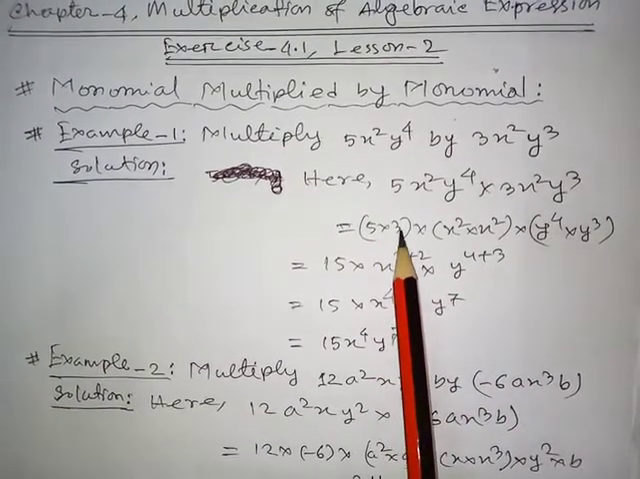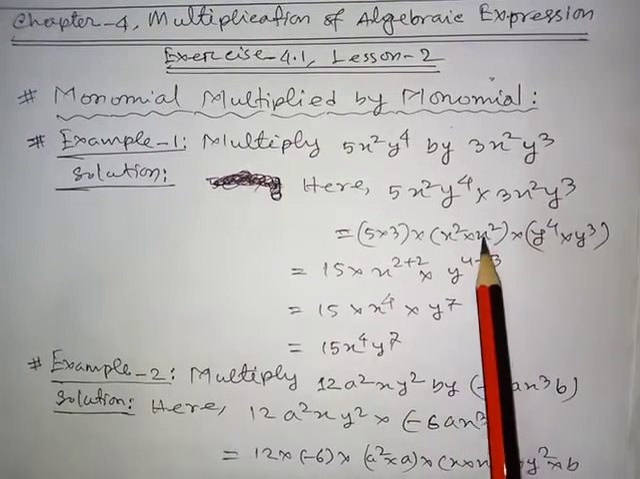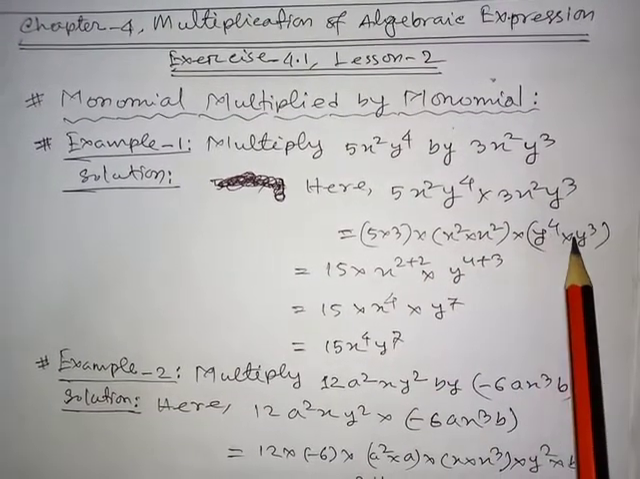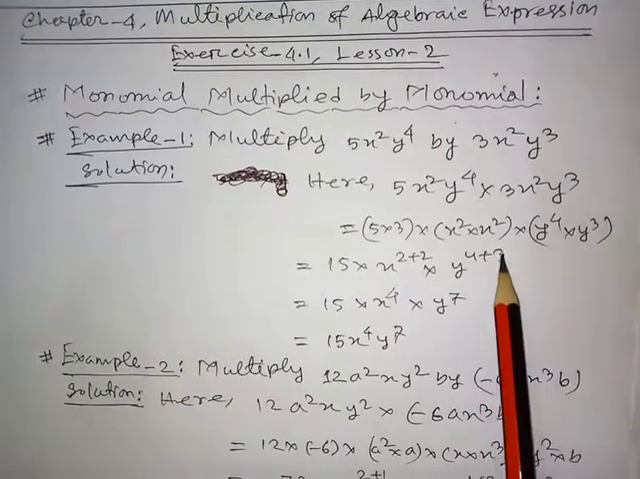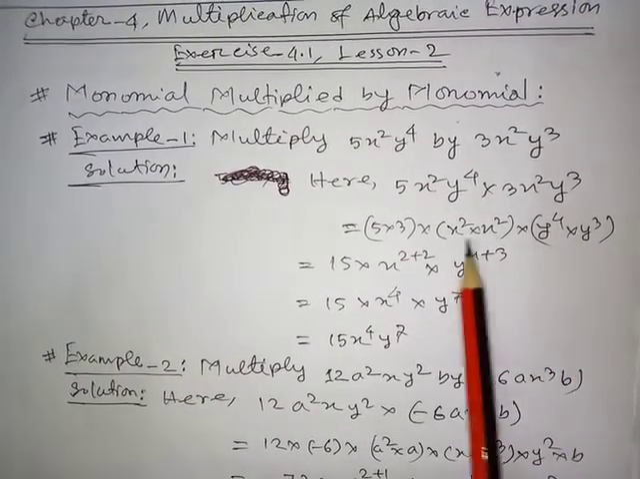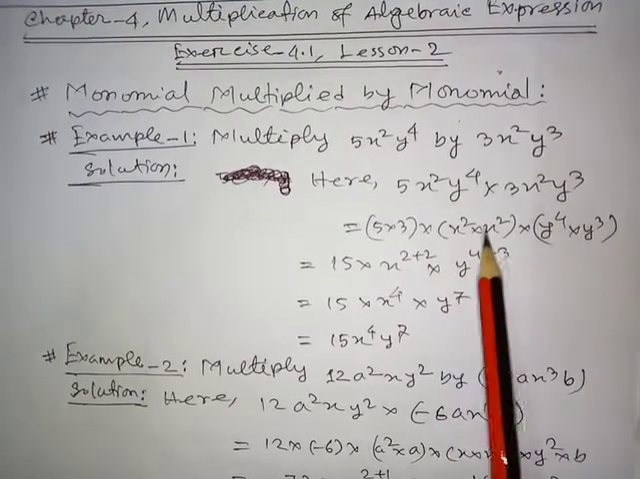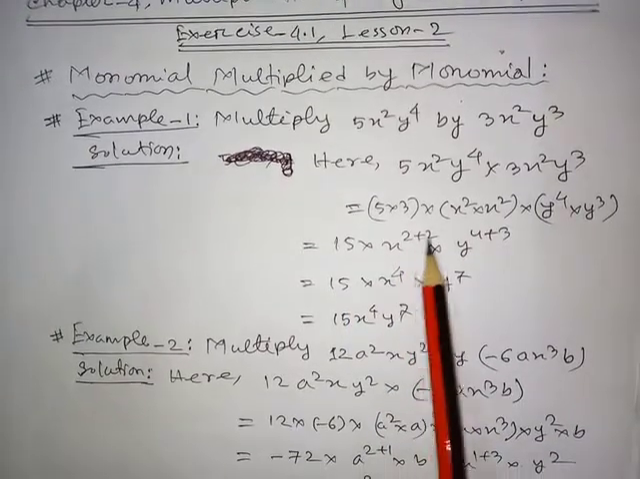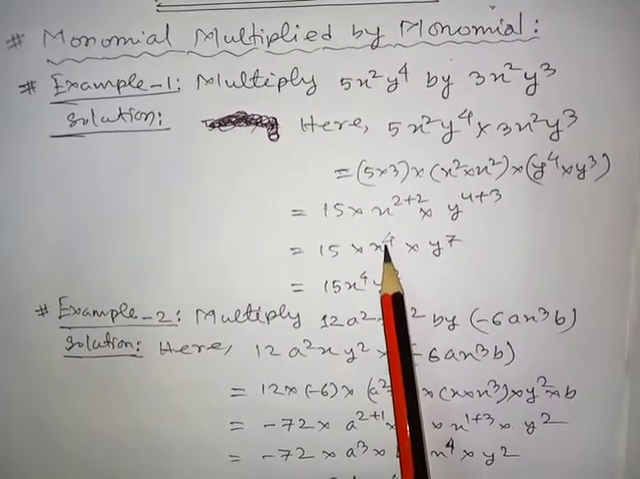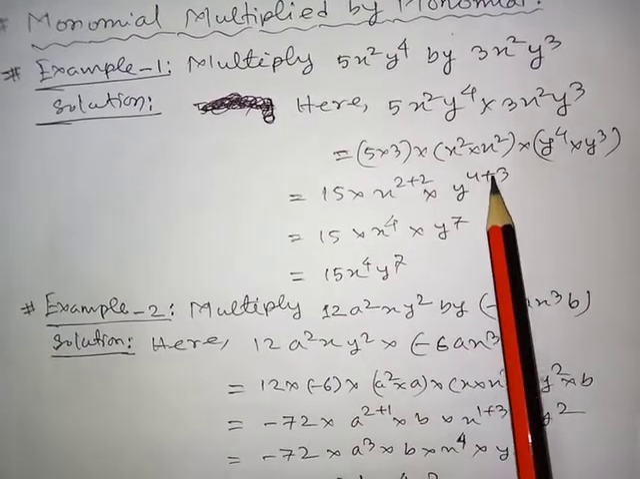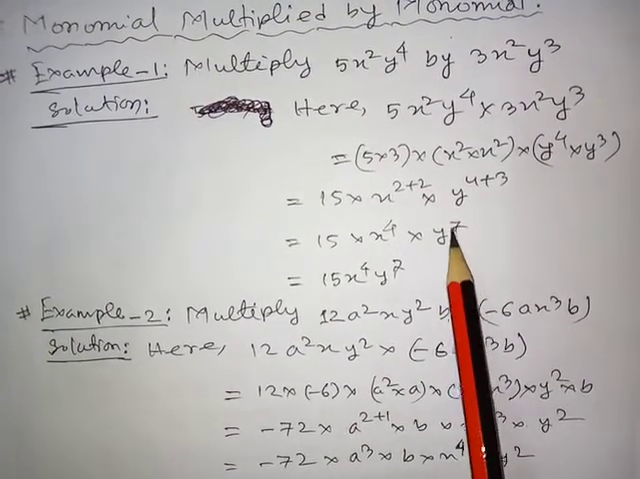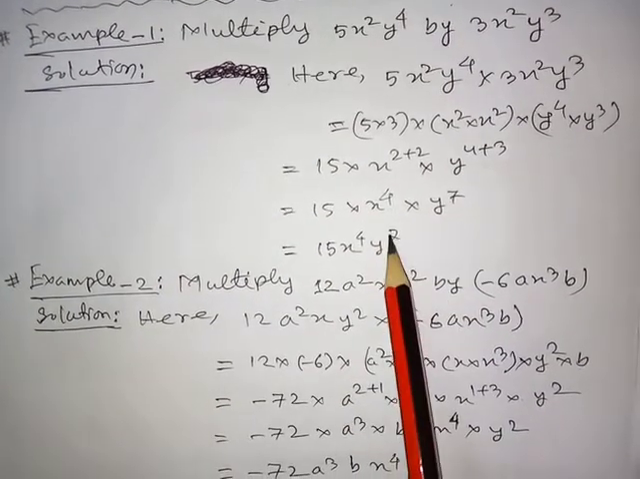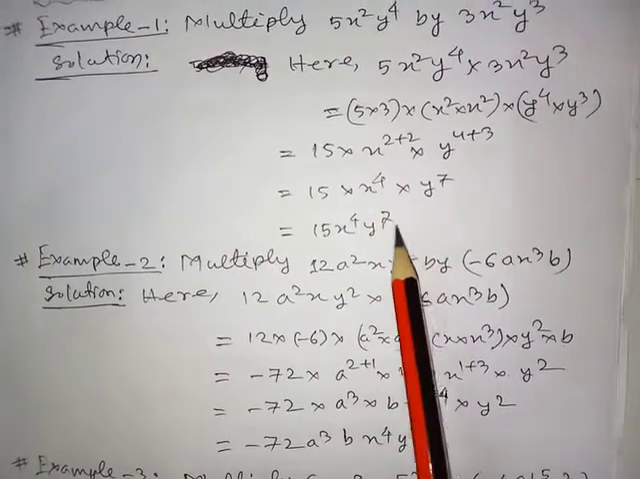Now multiply 5 with 3, 15, and since this is the multiplication of exponents, the powers will be added. Similarly for y, because here the base is the same y, and here is also the same base y, and the same base x. So now 15 will remain the same, and the powers will be added: 2 plus 2 is 4, so the result will be x4, and for y, 4 plus 3, so the result will be y7. So at last we will get 15 x4 y7. This is the result of the multiplication.